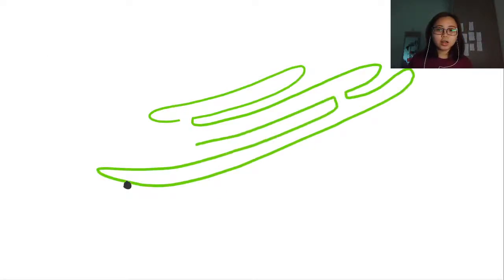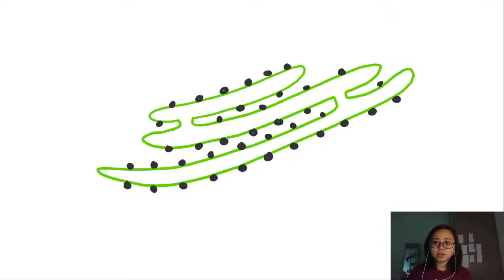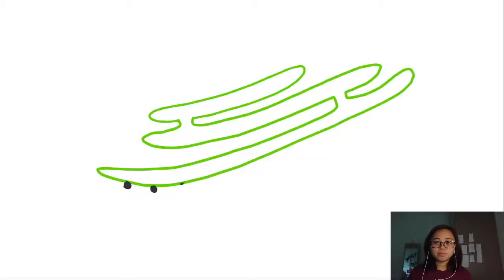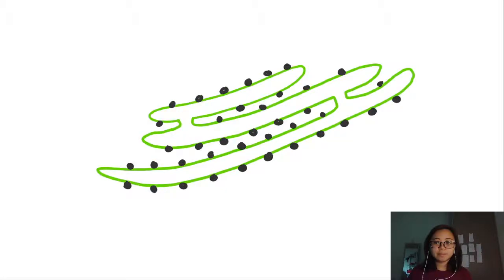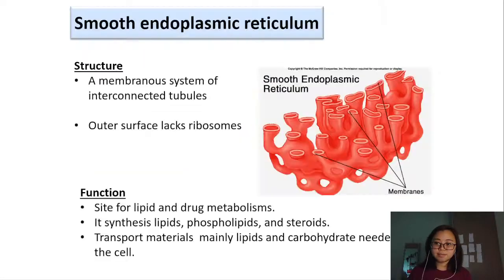If you want to draw, you can draw like this. Okay, pastikan kamu ada lebih dari satu layer of sacs. Pastikan dia bersambung. Dan kamu ingat untuk letak banyak-banyak ribosome. Remember to draw the ribosomes. Okay, I'm going to do the animation again. And then you label it as rough endoplasmic reticulum. Sekian.